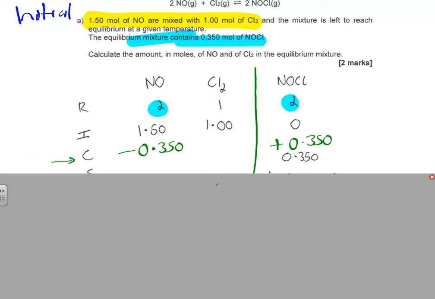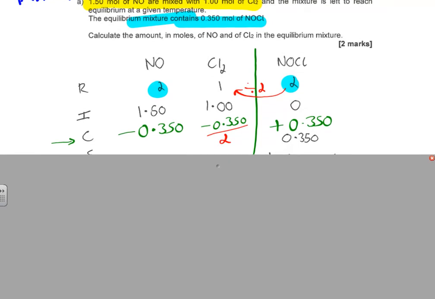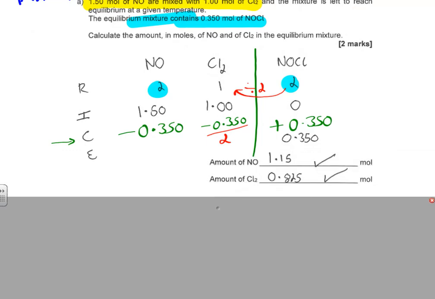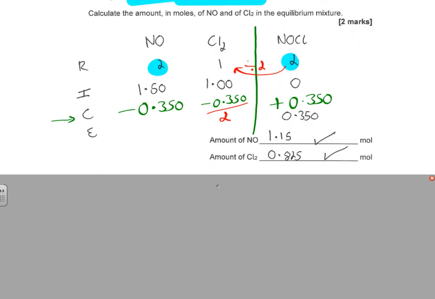Now, of course, for chlorine, that is also going to go down, and it will go down by a factor of 0.35 moles, but the balancing numbers here are different. You can see here the ratio changes. For every 2 moles of NOCl I make, I'm only going to use 1 mole of chlorine. So that change, I'm going to divide by 2, and so to work out my equilibrium moles of Cl2, I'm going to do 1, and I'm going to subtract 0.35 over 2, and the final answer, as you can see on the screen for you, would come out to be 1.15 for NO and 0.825 for Cl2.